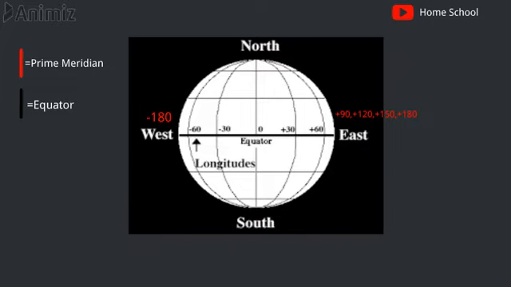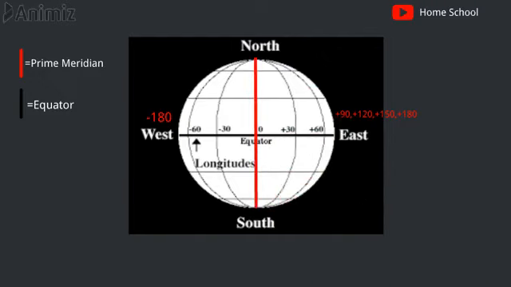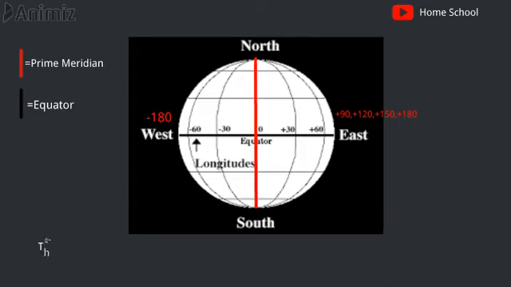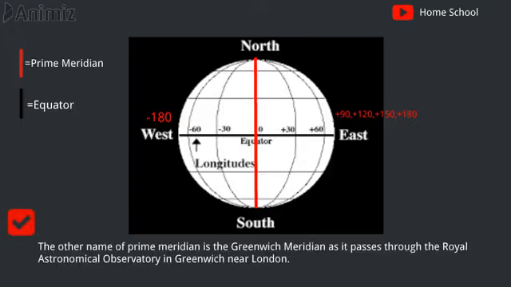Another important thing is that as all these longitudes are drawn taking the prime meridian as a base, these longitudes are also known as meridians. The other name of the prime meridian is the Greenwich meridian, as it passes through the Royal Astronomical Observatory in Greenwich near London.